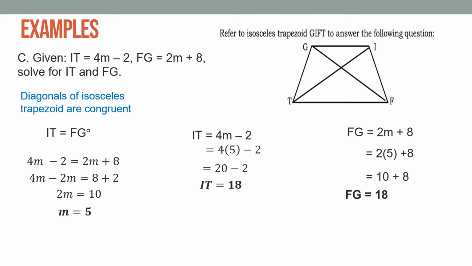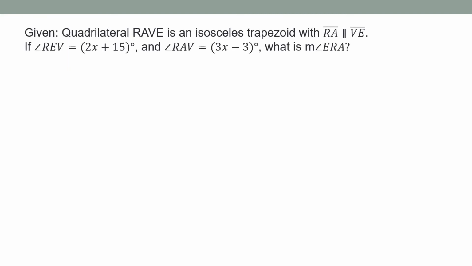So, the diagonals of an isosceles trapezoid are congruent. Let us have another example. Given quadrilateral RABE is an isosceles trapezoid with RA parallel to BE. If the measure of angle REB is equal to 2x + 15 and angle RAB is equal to (3x - 3) degrees, what is the measure of angle ERA?